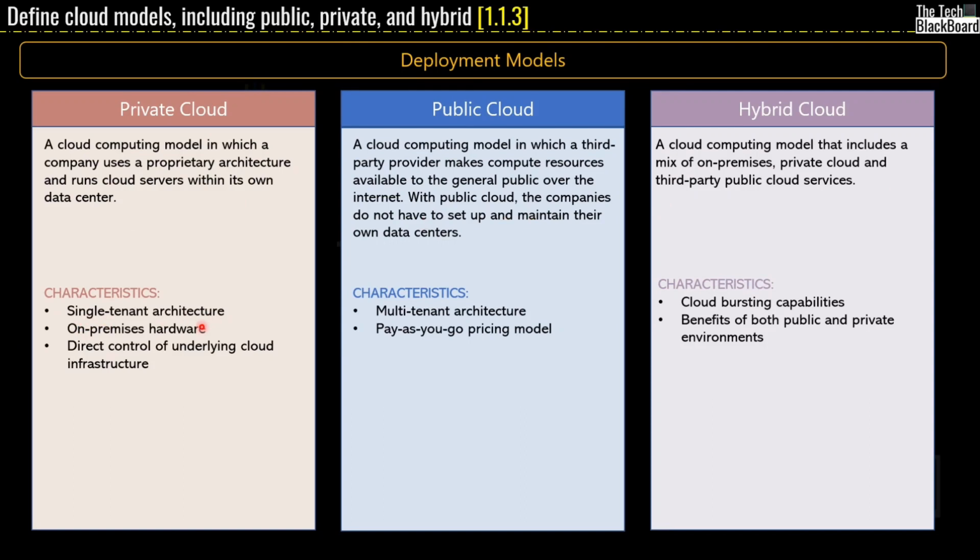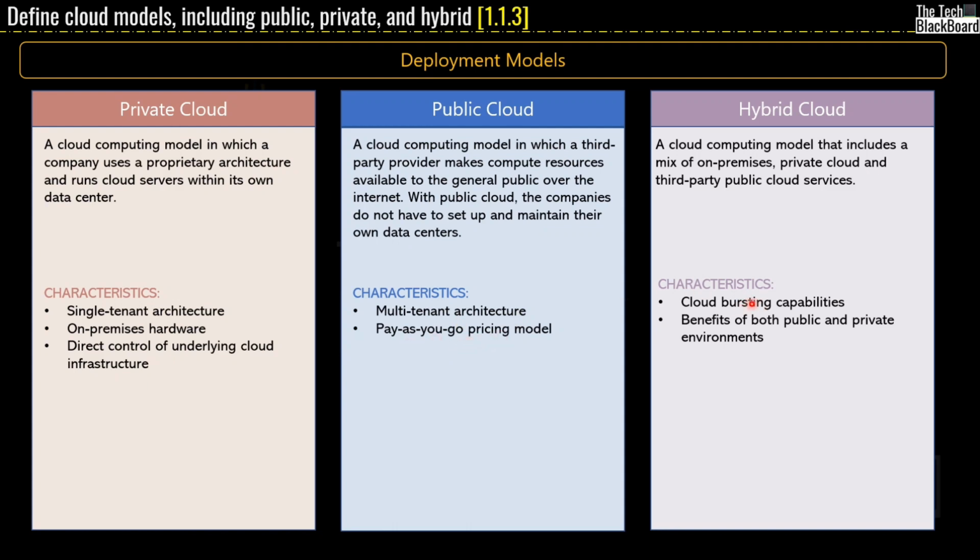Now let's look at the characteristics or the benefits of each. Private cloud is single tenanted as we discussed. Then the hardware resources, or in fact all the resources, are on premises, which gives you direct control over the underlying cloud infrastructure. Then we have public cloud, which is a multi-tenant architecture, which means that it serves multiple companies or enterprises or multiple individuals for that matter. Resources are owned by cloud providers and you just use them and pay for them in a pay-as-you-go pricing model.